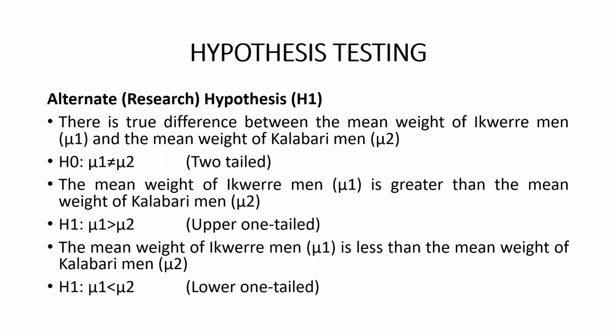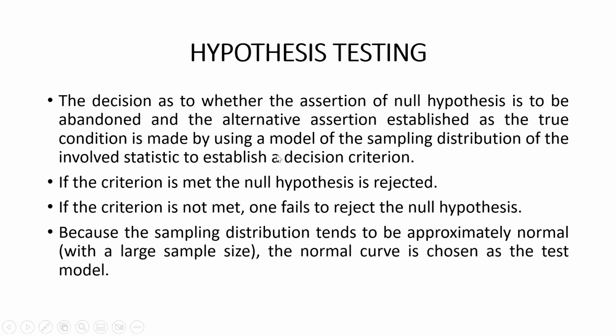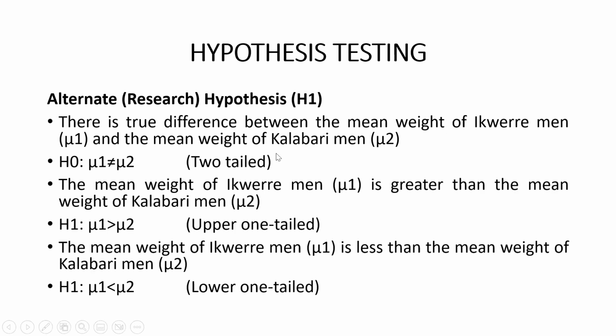Or you can go one-tailed upper to say the mean weight of Ikwere men is greater than the mean weight of Kalabari men. That's one-tailed upper. That's the alternate hypothesis. So you see that H1 is mu1 greater than mu2. It's saying the mean weight of Ikwere men is greater than the mean weight of Kalabari men. Or you can go one-tailed lower to say the mean weight of Ikwere men is less than the mean weight of Kalabari men. You can go lower. It's up to you.